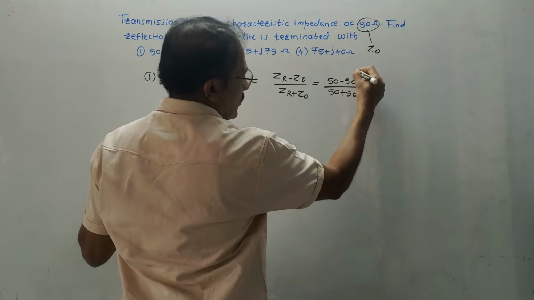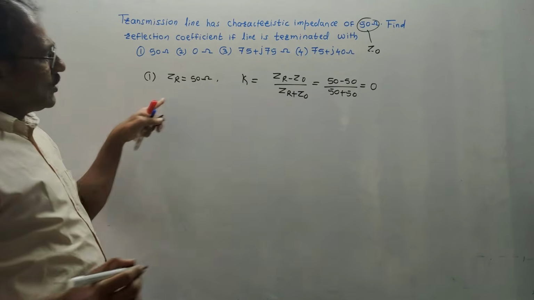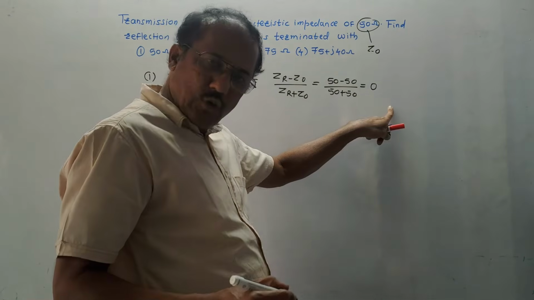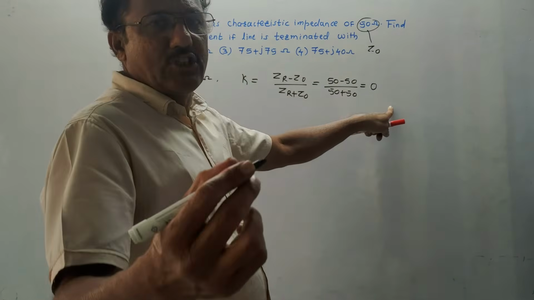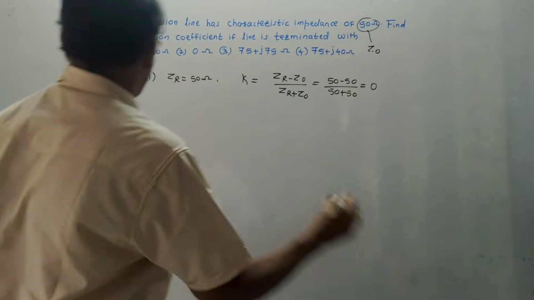50 minus 50 is 0, 0 upon 100 is 0. So the answer of the first part, reflection coefficient, is 0. You can well write this is the condition for getting minimum reflection.